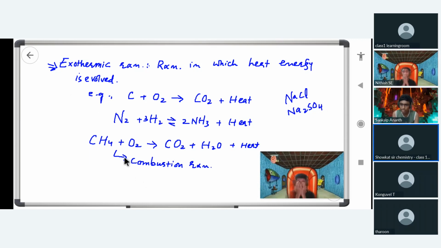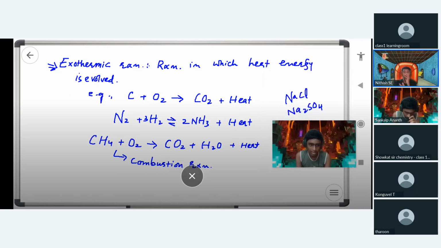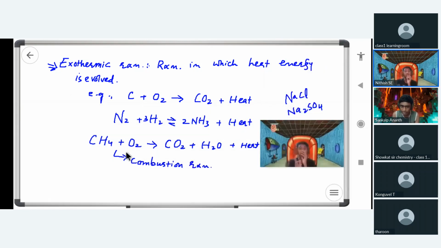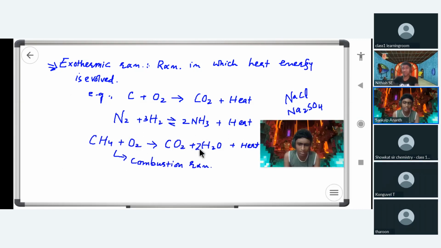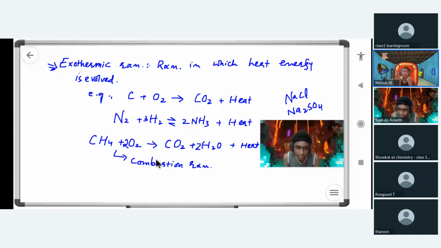Okay, can you balance this reaction? Sir, you have to put 2 at the H2O, 2H2O, and then 2O2 over there. Yes, it is now balanced, right? Yes, sir. All these reactions are exothermic reactions.